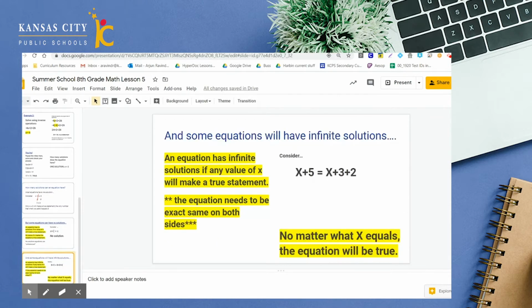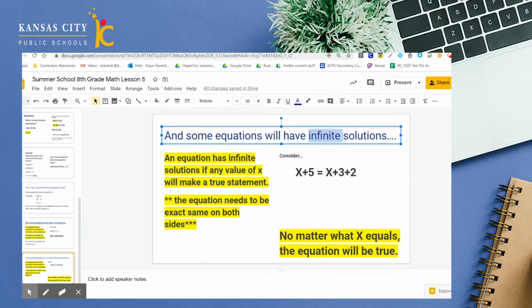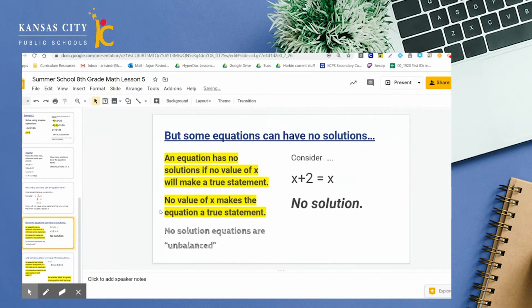Finally, some equations will have infinite solutions. Oh, my mistake. Let's go back just a second. Pause the video here to copy all this down. Make sure you have this in your notes. Please pause the video and copy that down into your notes.